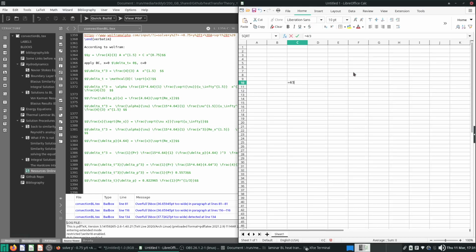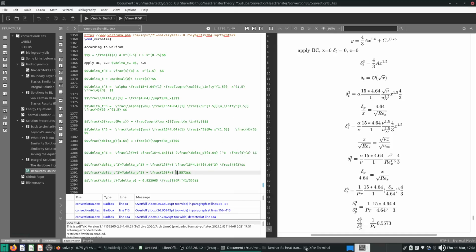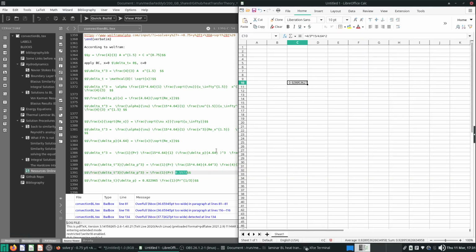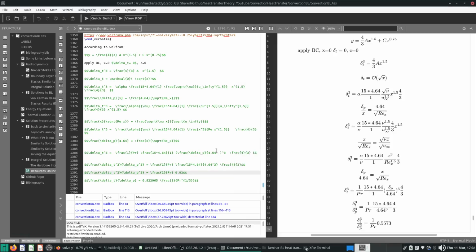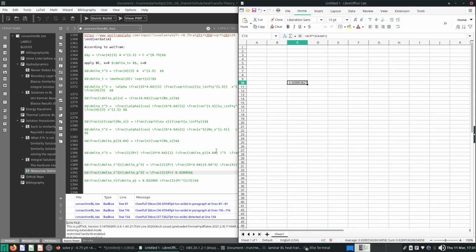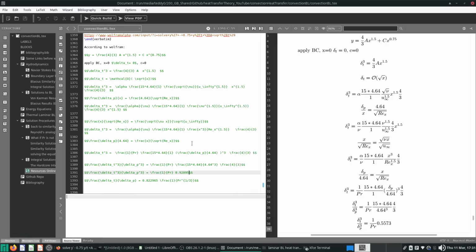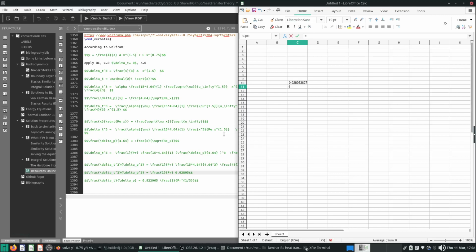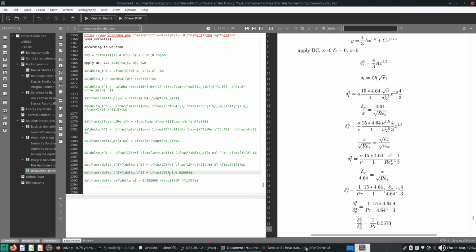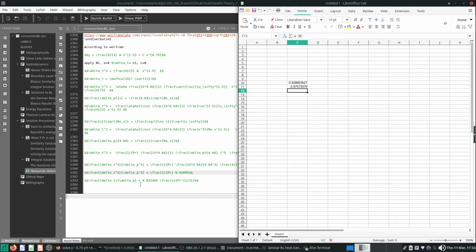4/3 times 15 divided by 4.64 squared. So this is the more correct number. Let's put this in: 0.92895. And then we will take the cube root of this number, which is about 0.9757.